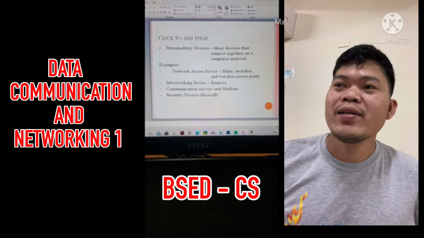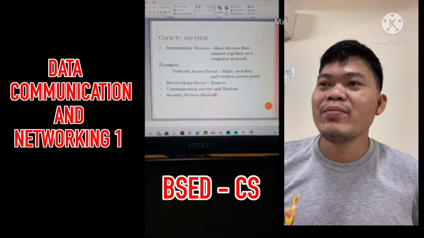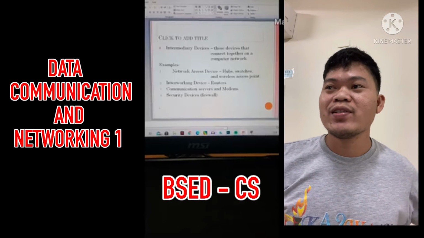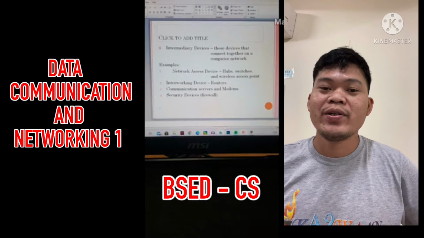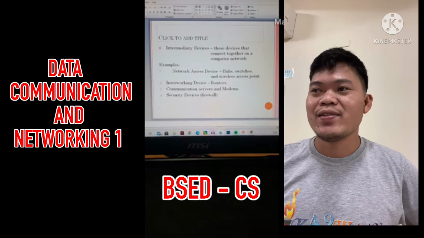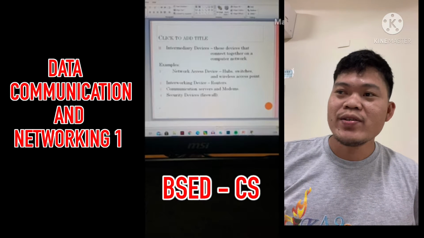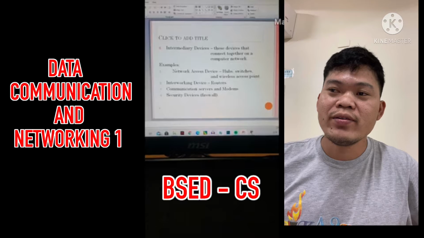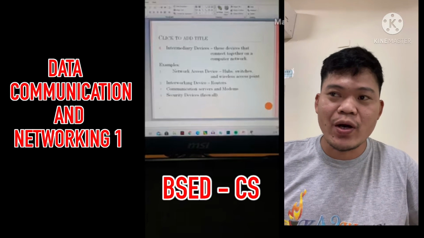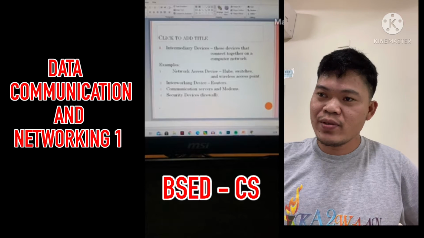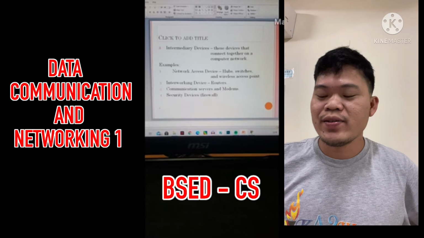And next, we have intermediary devices. What are these intermediary devices? These are devices that connect together in a computer network. Examples are network access devices, hubs, switches, and wireless access points. Secondly, we have internetworking devices, which are the routers. Thirdly, we have communication servers and modems. Fourth, we have security devices or firewalls.